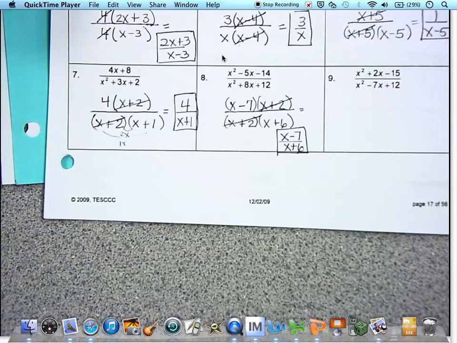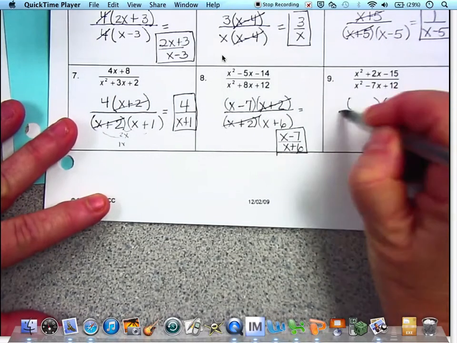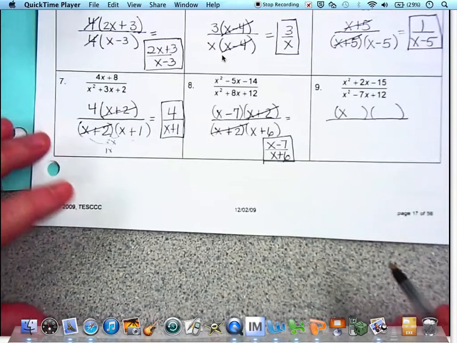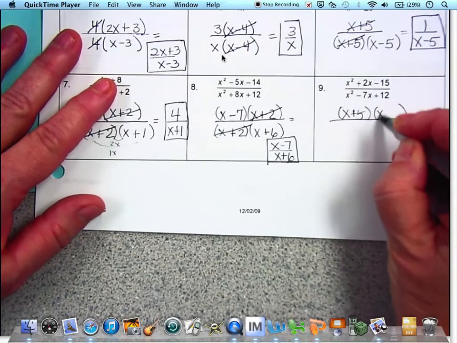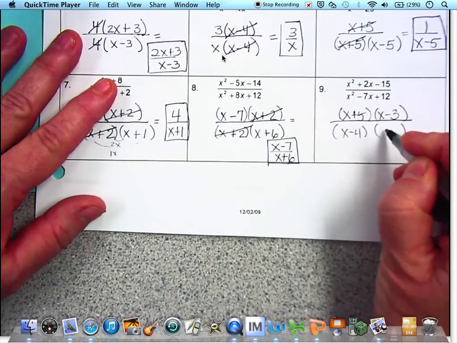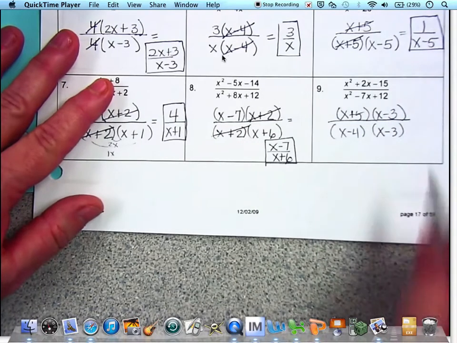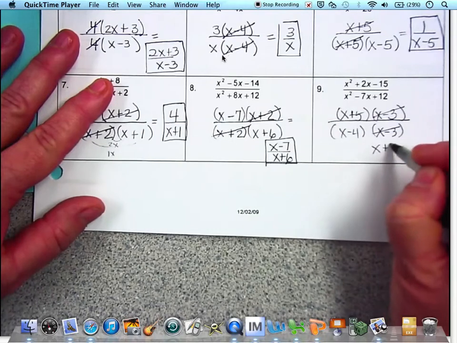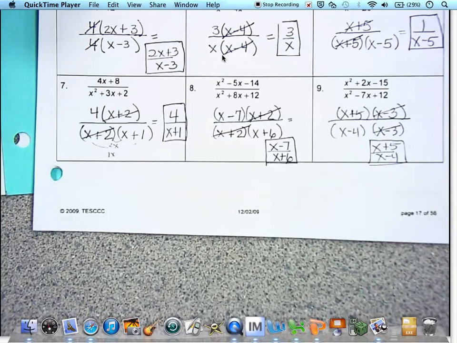Anybody gotten it yet? Yes. What do you say? What's on the top? x plus 5 and x minus 3. Okay. And then what did y'all get on the bottom? x minus 4 and x minus 3. So the x minus 3 is canceled? Yes. All right, and you end up with x plus 5 over x minus 4. Very good.